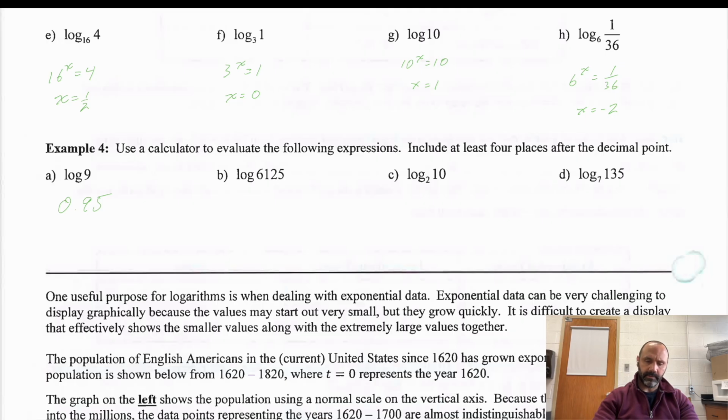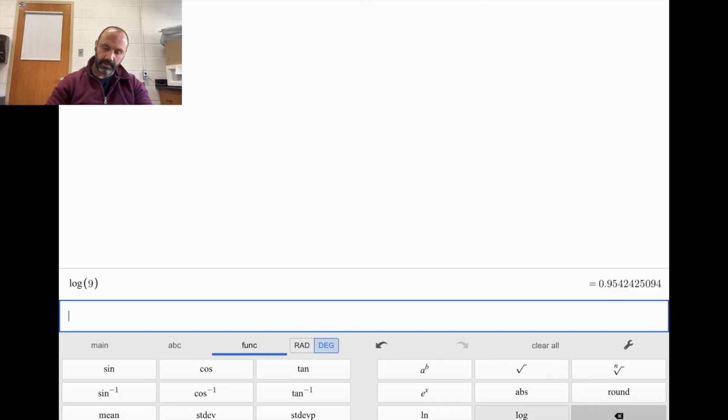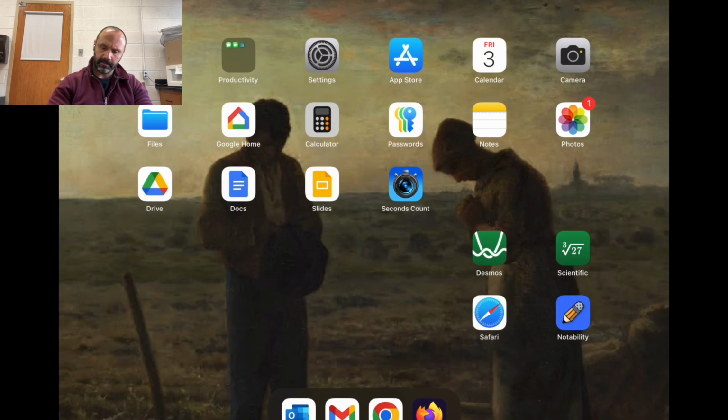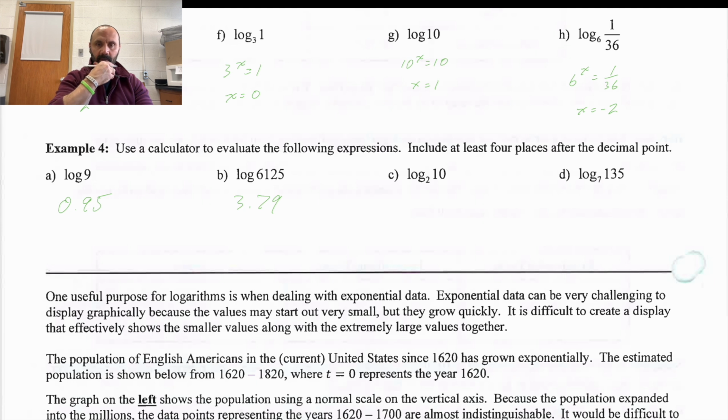And then log of 6,125. So again, I go to function, log, 6125. So that comes out to 3.787, or 3.79, I'll call it. Okay, so again, what does this mean? This means that 10 to the 3.79 power equals 6,125. That's what it means, just to keep it all in context.